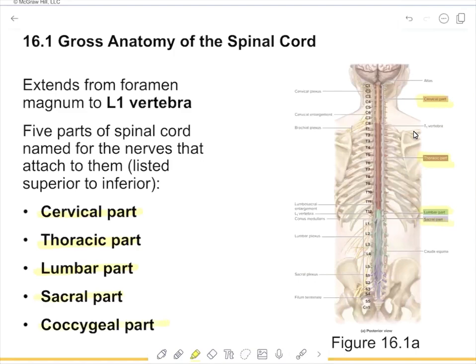The spinal cord itself is going to extend from the foramen magnum, which is a large foramen in the occipital bone that the spinal cord passes through, and it goes all the way down to the L1 vertebrae.